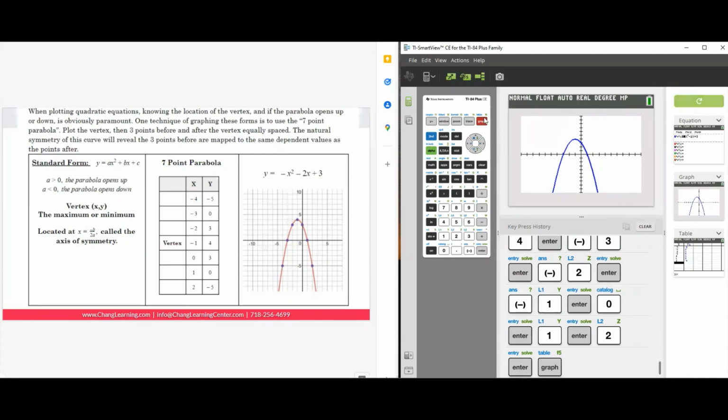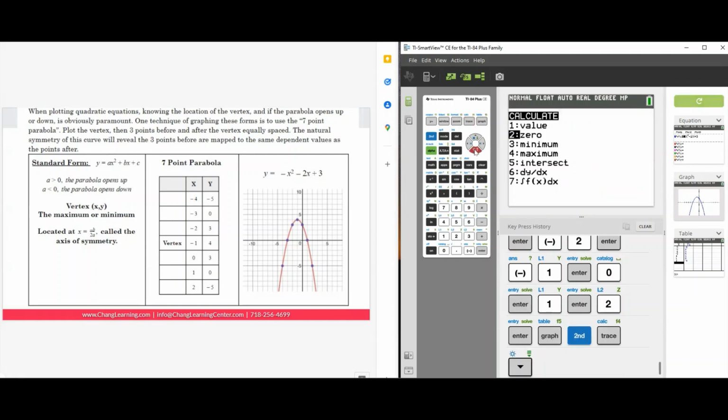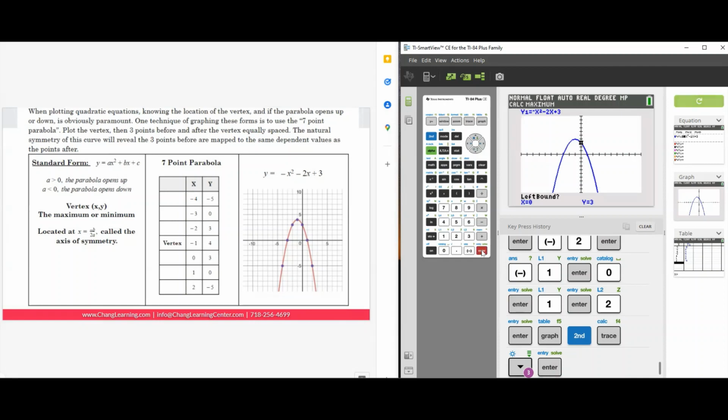So you can see that either by computing it with negative b over 2a, or you can do second calculator, and we want the maximum because this is a downward parabola. Hit enter, and again, it's the same idea of moving the butterfly drone to the left of the maximum, which is this peak here, and then to the right of the maximum, which would be over on this side, hit enter, and it will enter again and tell you the maximum is at negative 0.99999, which means it is at -1.